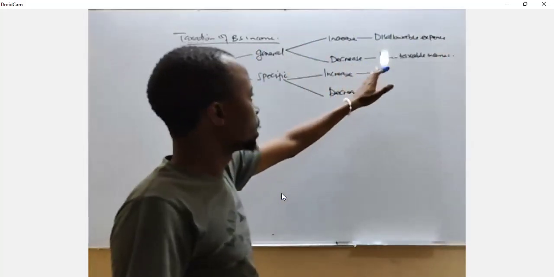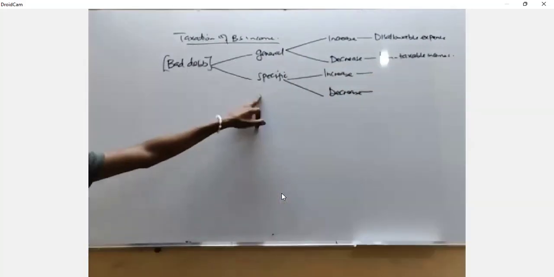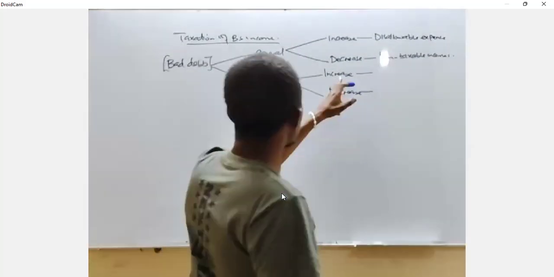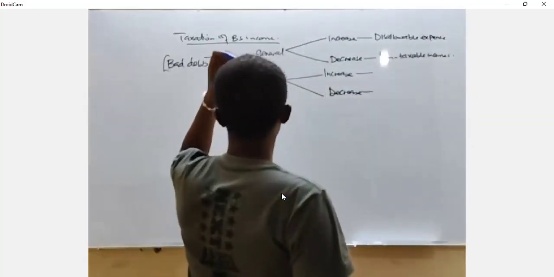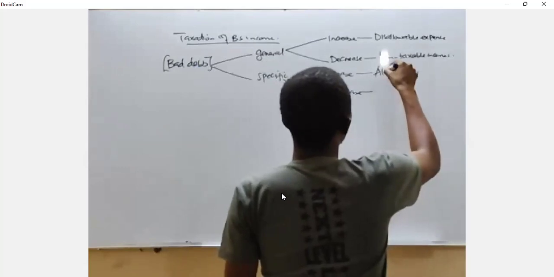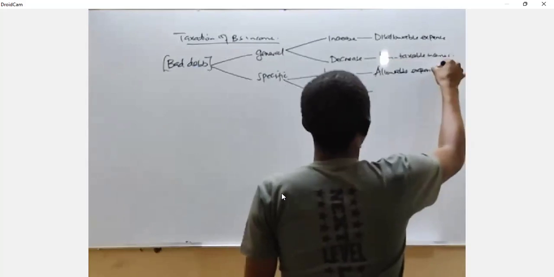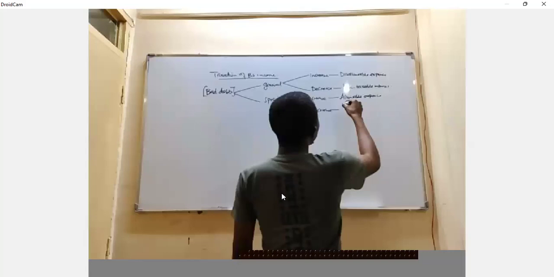But what about the specific? The specific is the one which is recognized by the Income Tax Act. Now, in this case, if the bad debt for the specific increases, it is an allowable expense. But what about if it decreases? What normally happens if it decreases? This is what we call a taxable income.